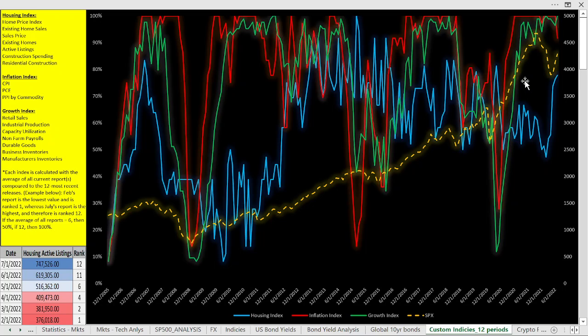However, if we see the blue line, the housing index, which tends to be a slower moving market, also move sharply to the downside as it did in 2008, then that may reflect a much deeper move to the downside in our overall macroeconomics.